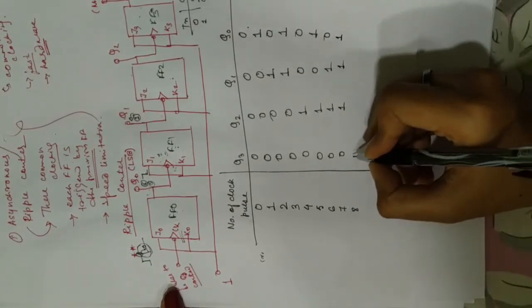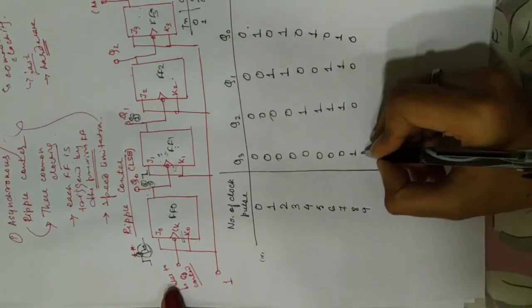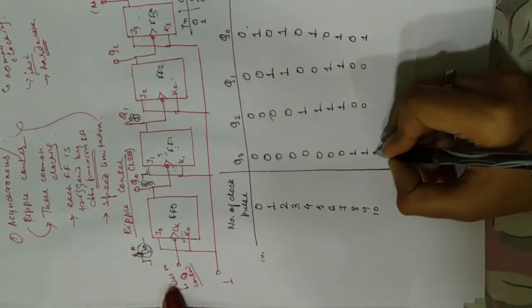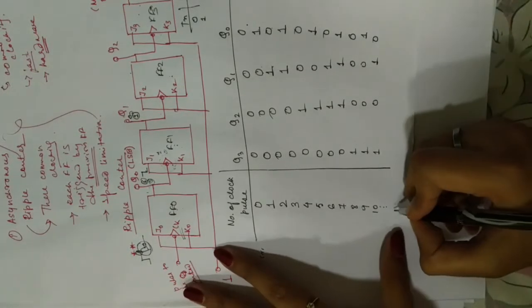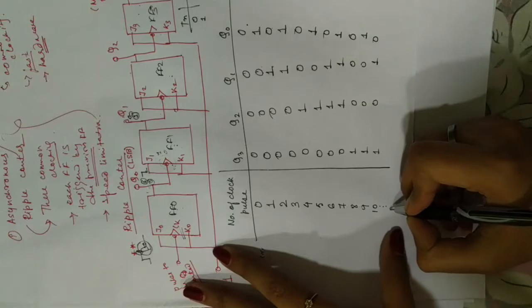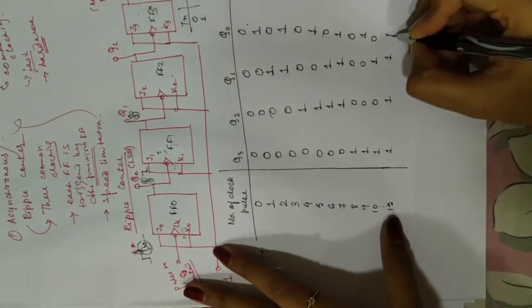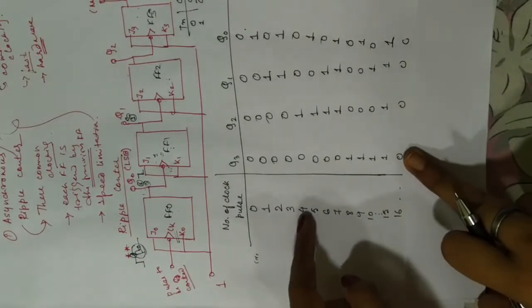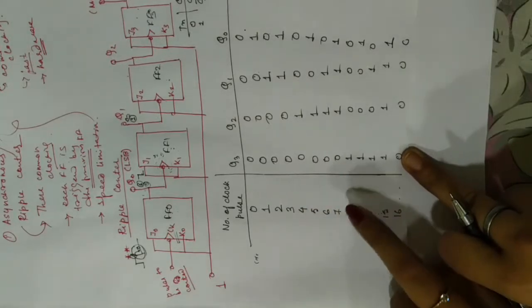8 gives you 1 0 0 0. 9 gives you 1 0 0 1. 10 gives you 1 0 1 0. So like this, if you go down, 15 gives you 1 1 1 1, and 16 gives you 0 0 0 0. Okay, I have skipped the remaining steps. If you move on functioning like this, you will see this is what the truth table looks like.